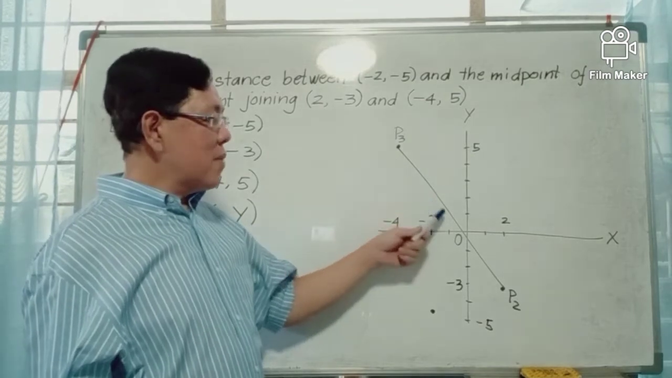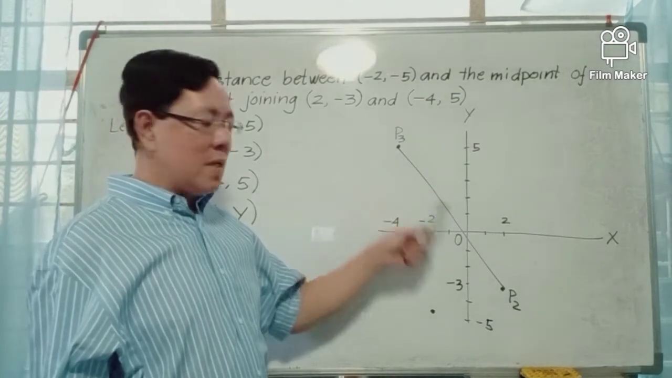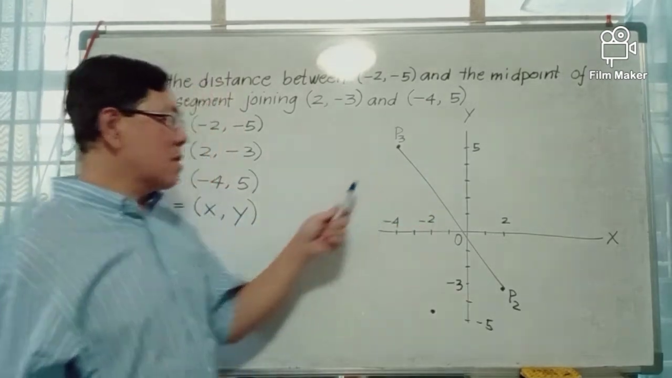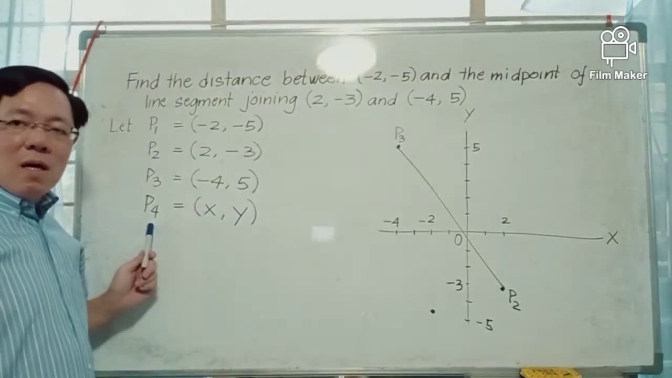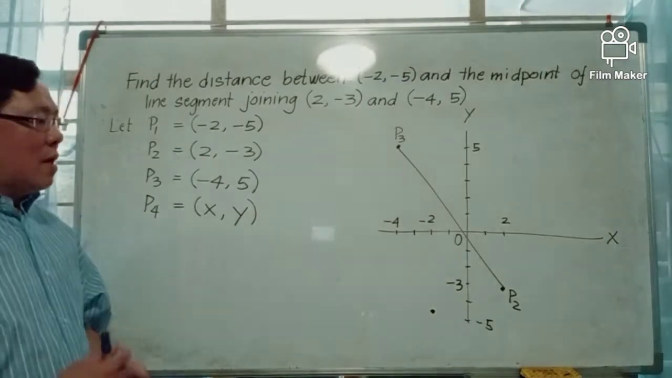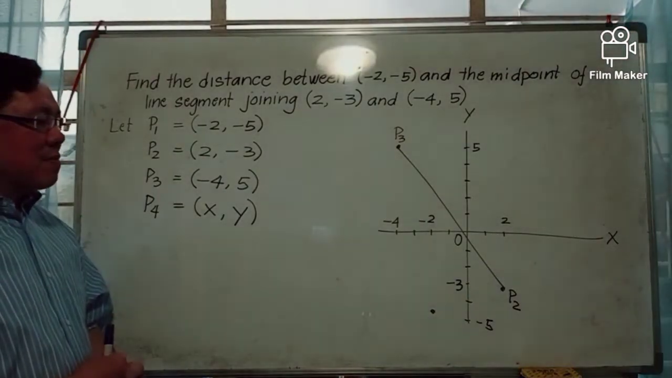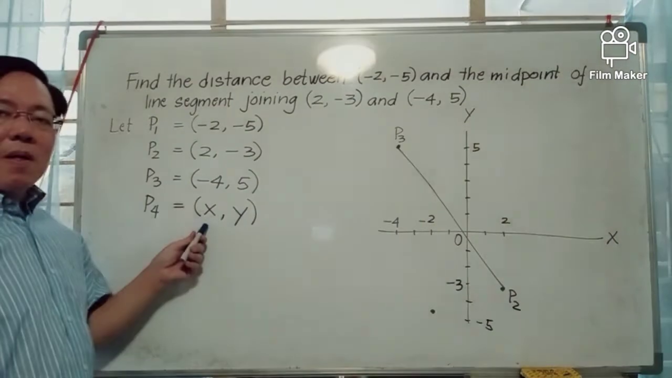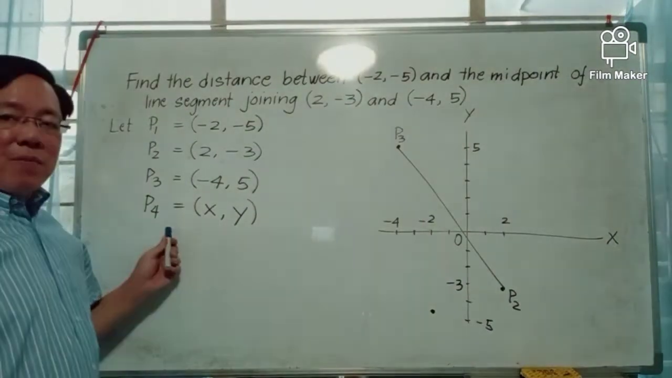And we will get the midpoint of this line segment through points P2 and P3. We denoted the coordinates of the midpoint by x and y. And we will get the coordinates of this point P4.